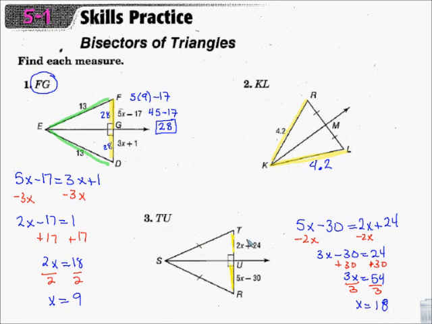Okay, but I want to find TU, so I need to plug that 18 in here. So 2 times 18 is 36, plus 24 is 60. So this length would be 60, which would make this length also 60. Which can be realistic because I have no idea what this length is. It could be 100 for all I know.